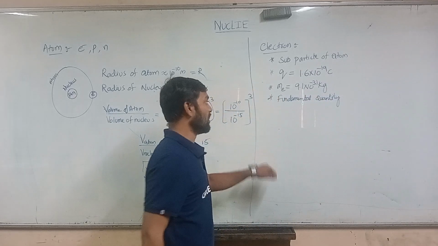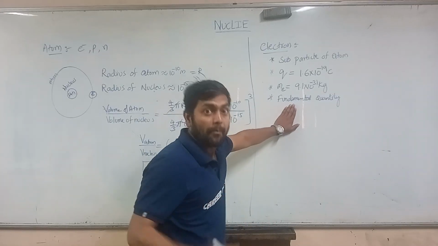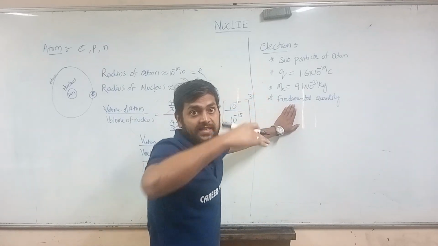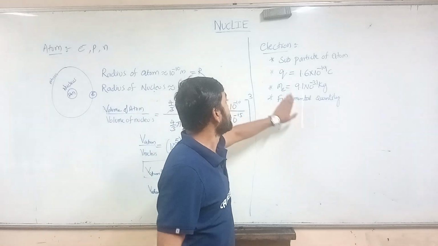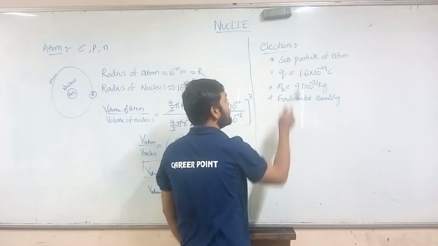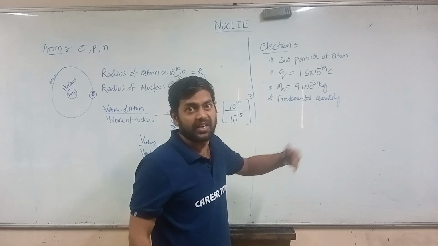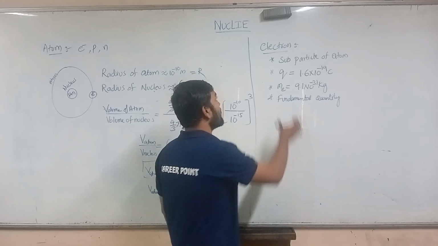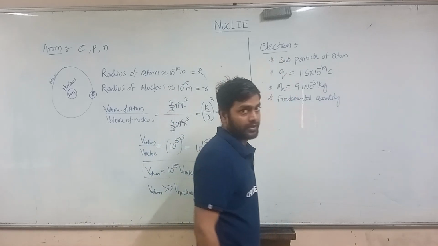Electron is a fundamental quantity. So what is a fundamental quantity? By this we are going to discuss anything. Here, an electron cannot be split into any others. So the electron is taken as the fundamental quantity.